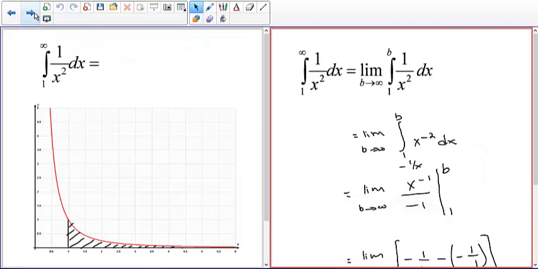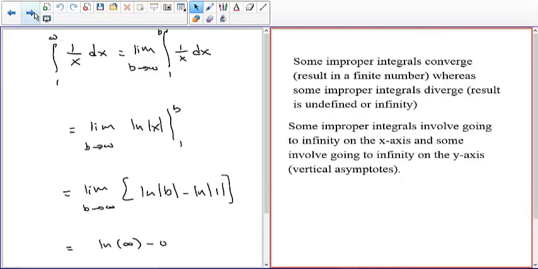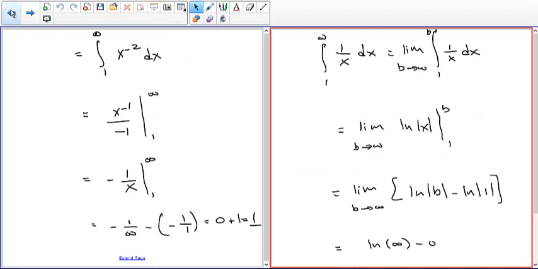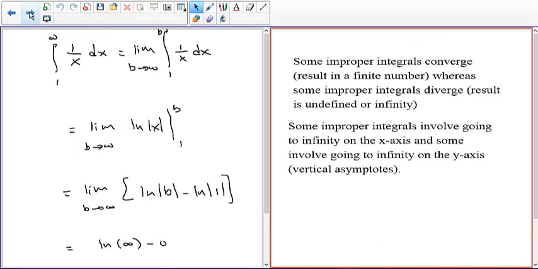Okay, so the last thing we have to talk about in Chapter 8 is improper integrals. And we looked at two cases. We looked at the integral from 1 to infinity of 1 over x squared, and the integral from 1 to infinity of 1 over x. And we found out that the integral of 1 over x squared has a finite area underneath that curve, whereas the integral from 1 to infinity of 1 over x dx has an infinite area. So some improper integrals converge. They give you a finite number, whereas some diverge. That's when you get infinity.